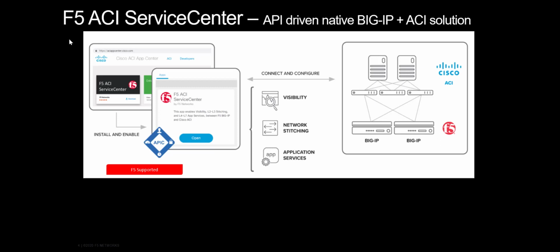Now, if you look at the solution, it sits on an APIC framework called the Cisco AppCenter, and this is a native solution. What that means is this application sits inside the APIC controller. So as long as you have access to the APIC controller and the software for this integration, you can get working with this integration. So on the left-hand side, you see the app. Once you open the app, you will be able to connect and configure the BIG-IPs that are part of your Cisco ACI fabric.